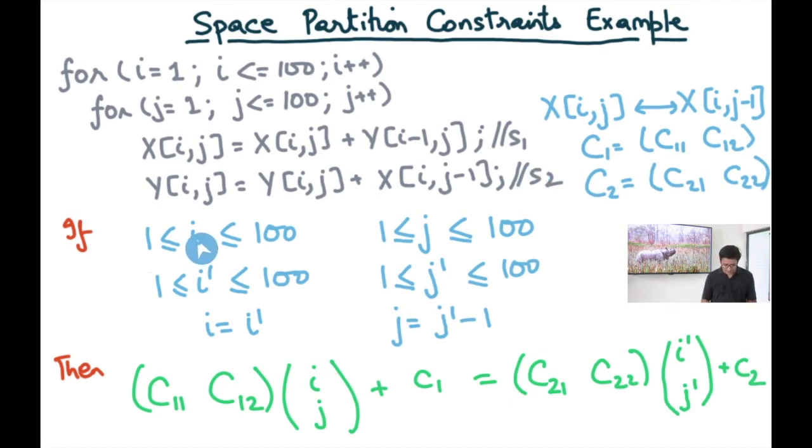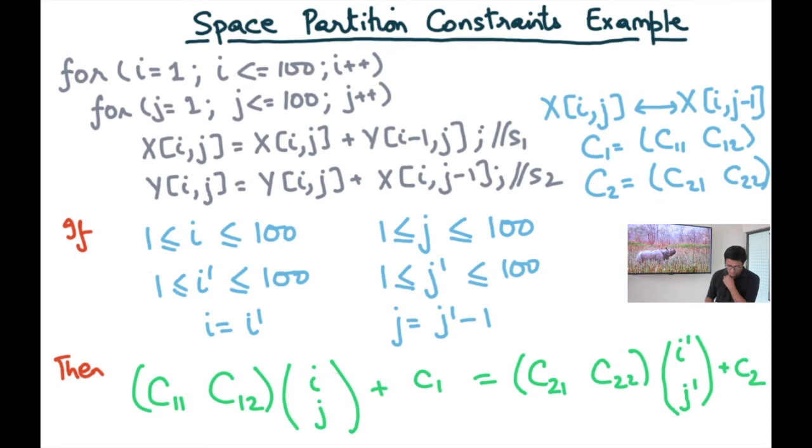So if i is less than or equal to 100 and j is less than or equal to 100 for S1, and then if i prime is less than or equal to 100 and greater than or equal to 1, and j prime is less than or equal to 100 and greater than or equal to 1, and there is a data dependency between x[i][j] and x[i][j-1]. So what does that mean? It basically means that x[i][j] is pointing to the same location as x[i'][j'-1].